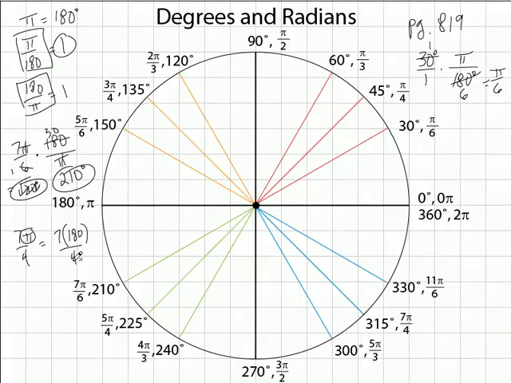Let's see. That's not 40. So this is 45, right? 4 goes into 180 45 times, and 45 times 7 is? I hope it's 315. Okay, good. It's 315, because 7 pi over 4 is the same as 315 degrees. That's not hard at all, is it?